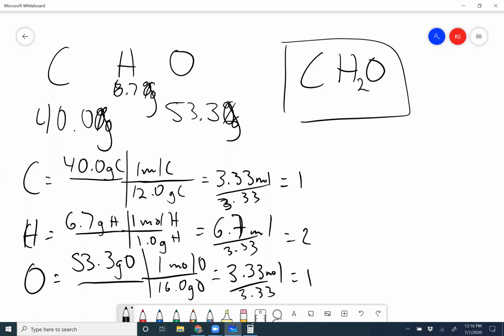But this doesn't look like CH2O. CH2O would be a yellowish liquid. It would smell. It's basically formaldehyde. And what we have is a white sugary substance. So what we do is we heat it up to figure out what its actual molar mass is. And what we find is that the actual molar mass is equal to 180 grams per mole.